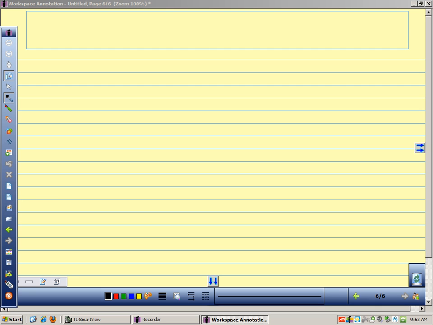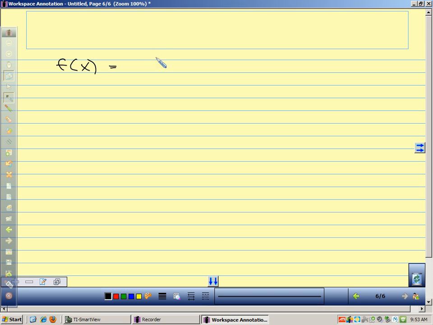If we have a graph, if we have f of x equals x minus 4 squared plus 5. What is going to be the minimum? What's going to be the minimum value? Where is the minimum of that function?